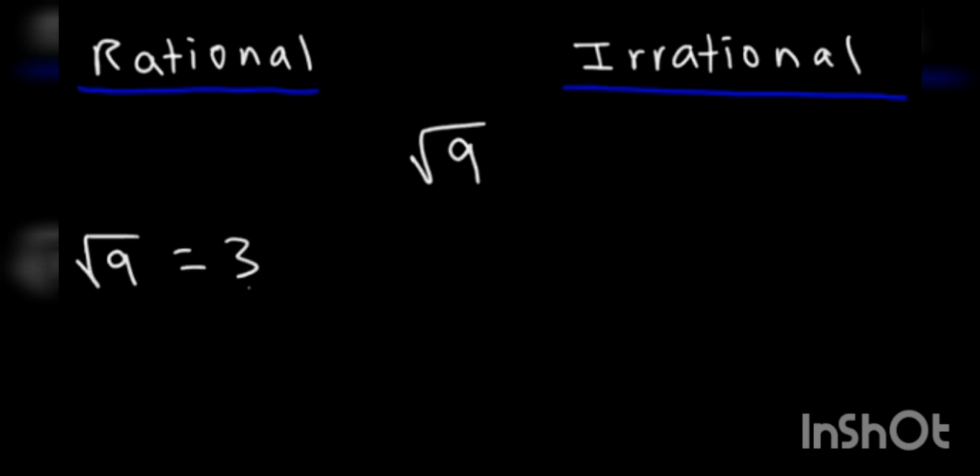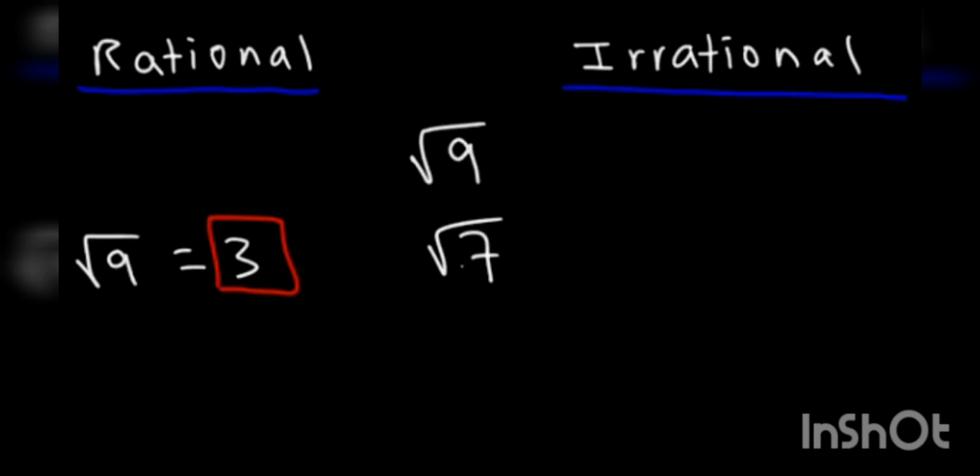Let's check what rational and irrational numbers are. Let's say, for example, the square root of 9. When you calculate the square root of 9, you find that the answer is 3, and 3 is an integer, and integers are rational numbers. So that means the square root of 9 is a rational number.